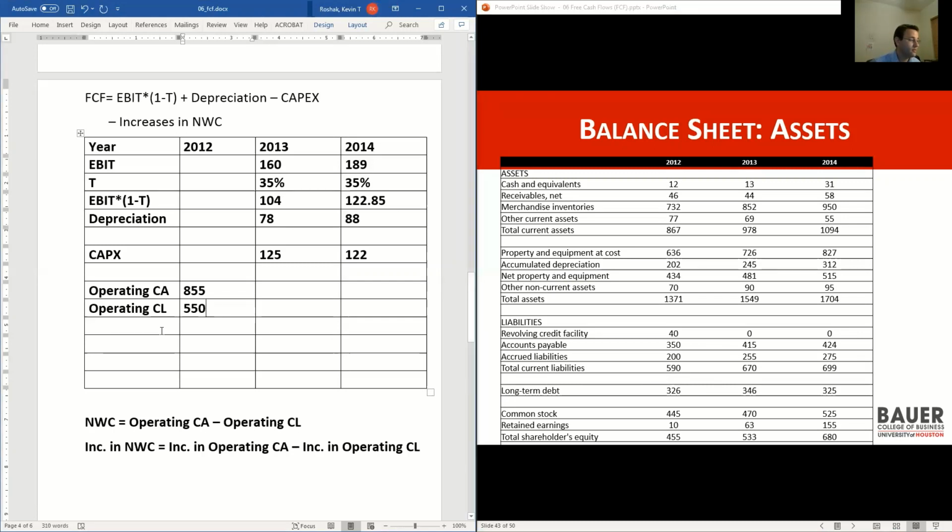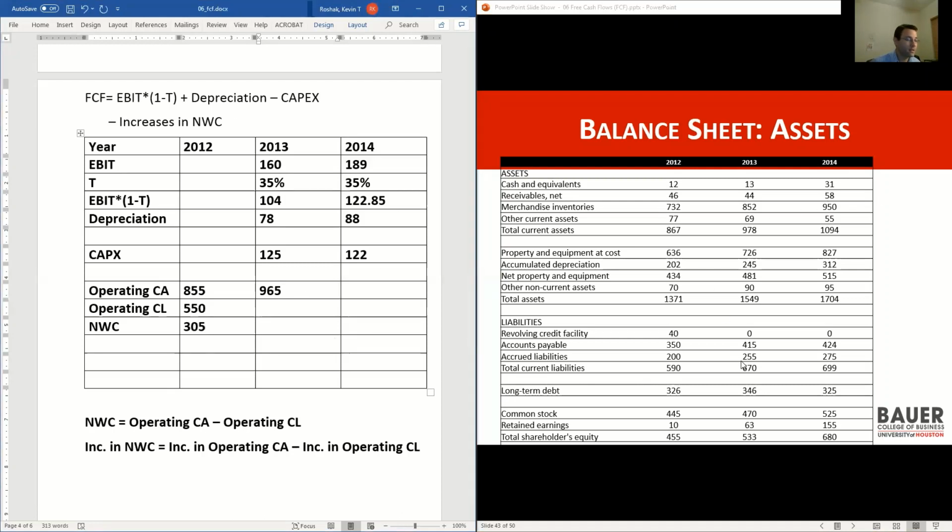in 2012. So that means our net working capital is the difference between these two things. So it's going to be $305. 855 minus 550 gives us our net working capital in 2012. Okay. Now we can do it for 1 year, we can do it for the other 2 years. In 2013, we look at our current assets. Well, we get this 978, okay, that's fine, but we're gonna, again, take out the cash. So we're up to 965 for 2013.